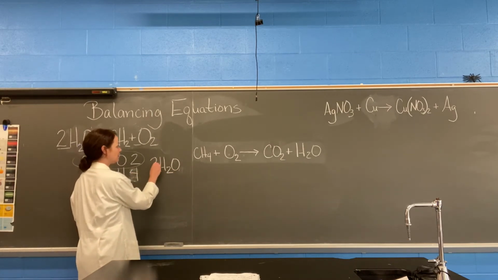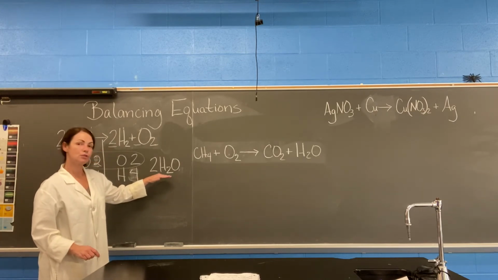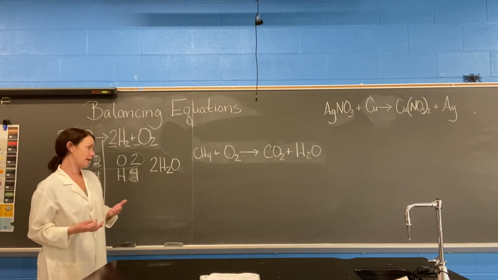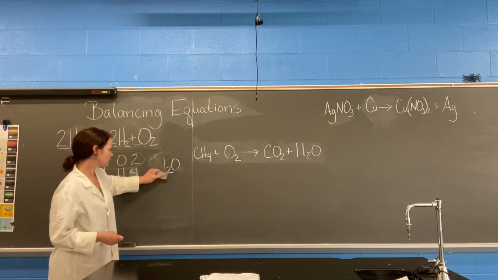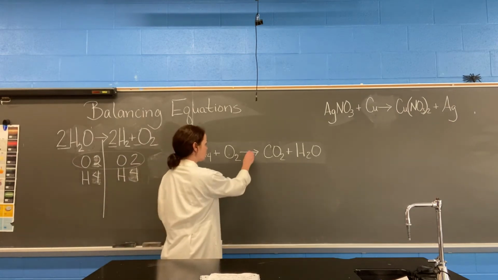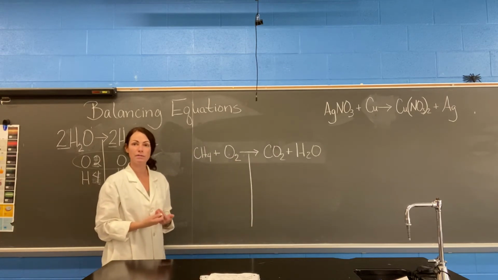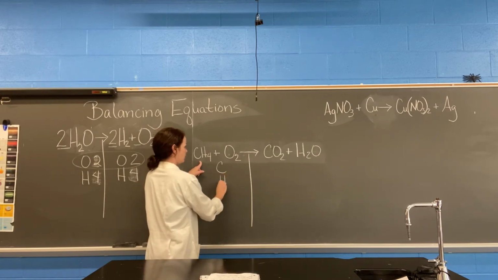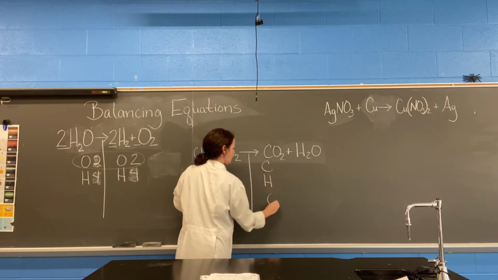By instead placing a coefficient in the front, I've given myself 2 molecules of water. So I've just increased the amount of water that I have, but it's still the same substance. Hopefully that makes sense. Now we're going to try another one. Again, the very first thing you should do is draw a line to separate your reactant from your product, and then we're going to make a list of all of the elements that exist on both sides. We have carbon, hydrogen, and oxygen. And again, carbon, hydrogen, and oxygen.